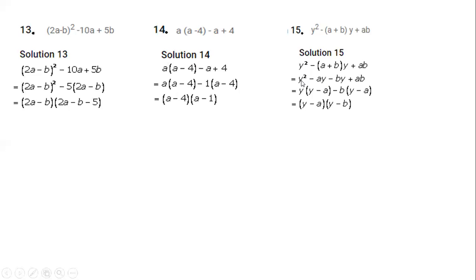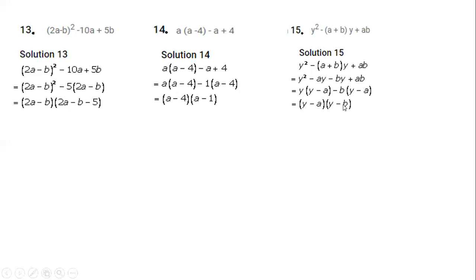Can I write this one as y square minus ay minus by plus ab? Yes. From these two quantities, I can take y common, and from these two, I can take b common. When y is common from the first two, we get y into y minus a. From the third and fourth, take out minus b common and we are left with y minus a. Y minus a is the common factor and our solution will be y minus a into y minus b.